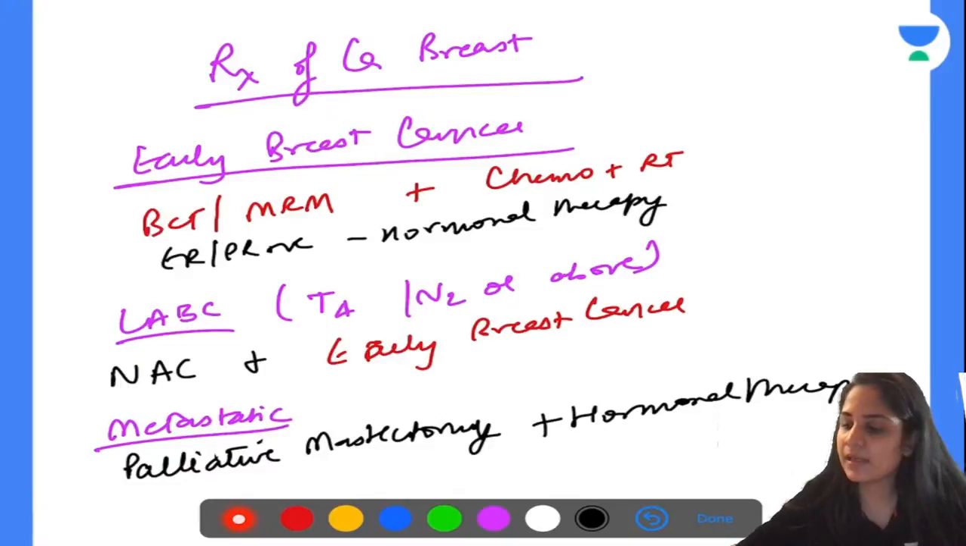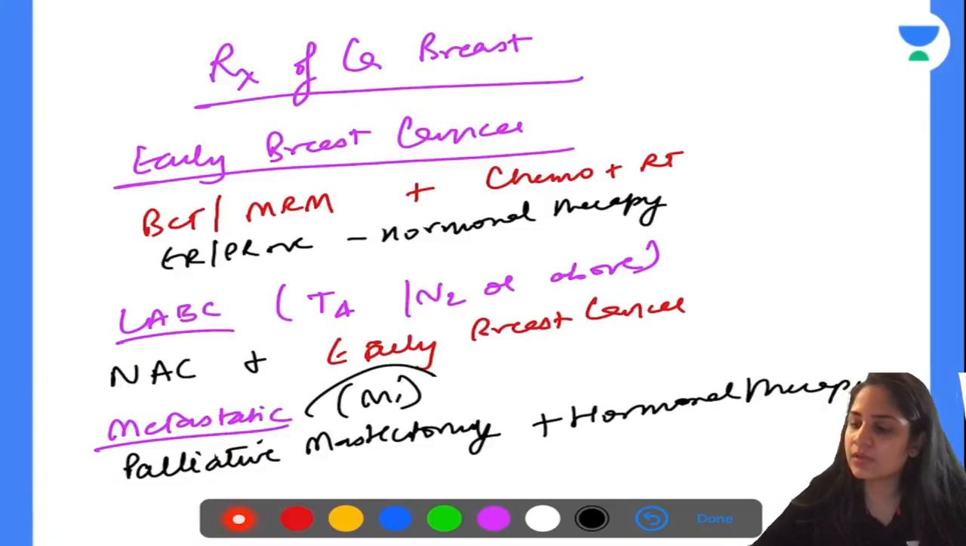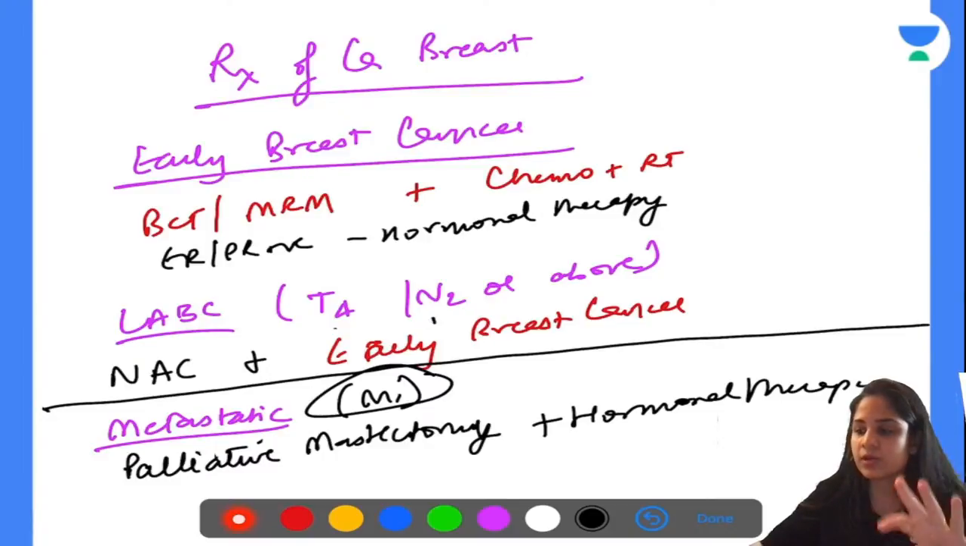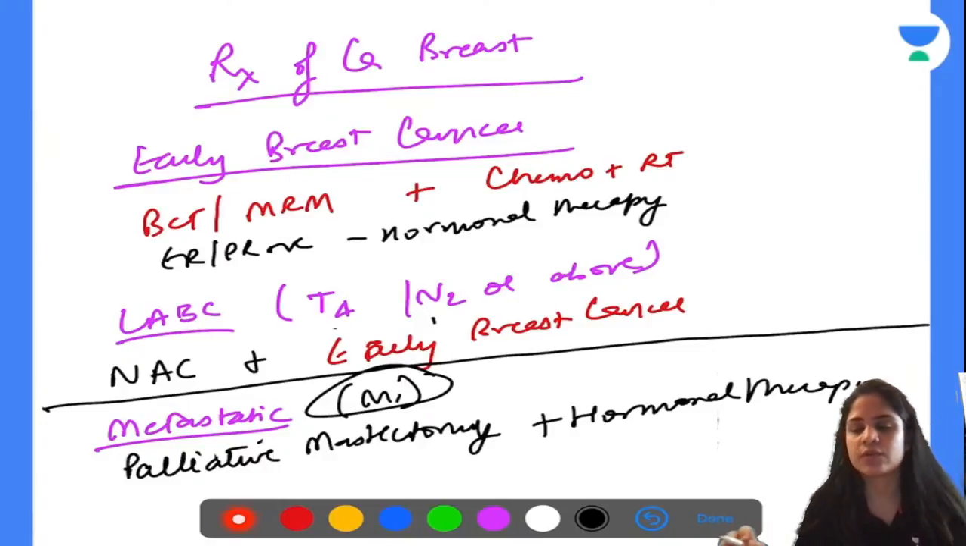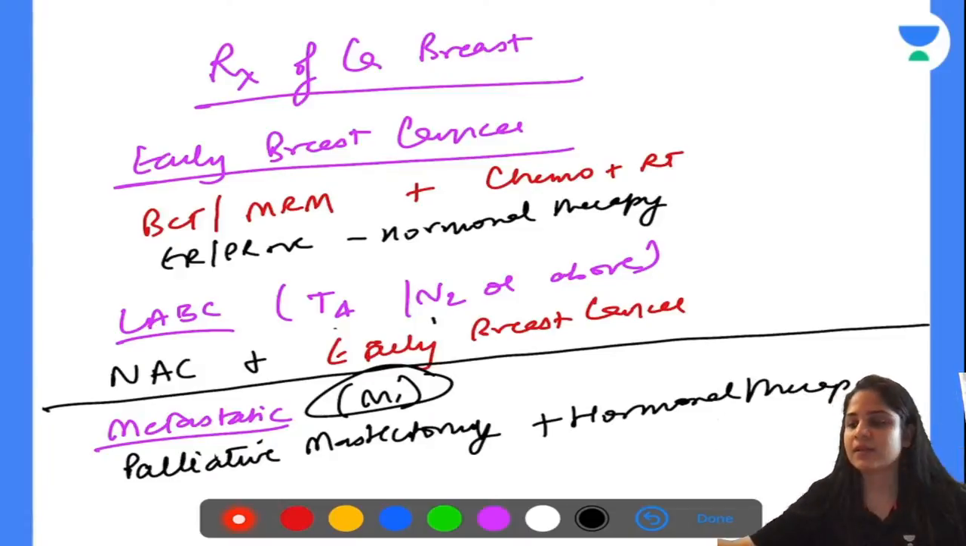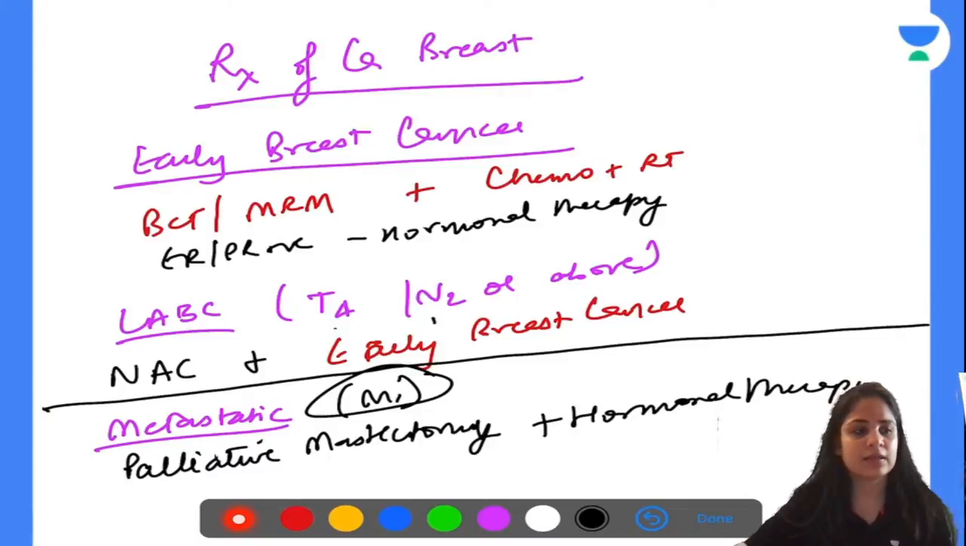So wherever it is M1, directly you know that the answer goes over here. Okay, other than M1, if you still have M0, just see whether it is T4 or above, N2 or above. If it is that, then it is LABC. So just add neoadjuvant chemotherapy plus whatever treatment I told you for early breast cancer. If it is less than T4, it is T1, T2 or T3 and N1, then you will go for treatment: surgery plus chemo plus radio. Okay.